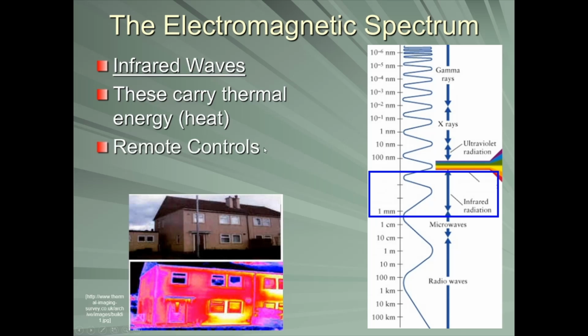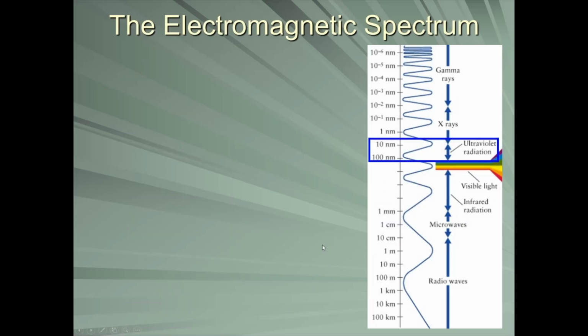We also use infrared waves for remote controls. I mentioned that before, so you can use a remote control for your TV or your stereo or something like that. Those have a little infrared bulb at the end of them. And then thermal photographs, like I mentioned before. Visible light, we already covered, so we're just going to skip that and go on to ultraviolet radiation.